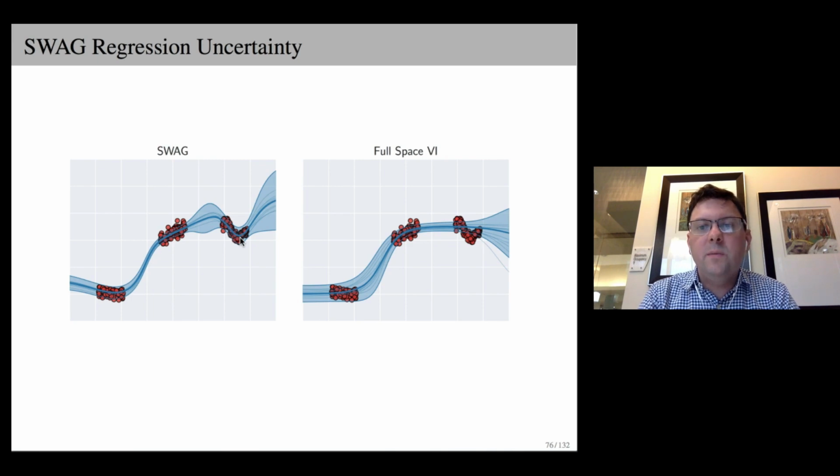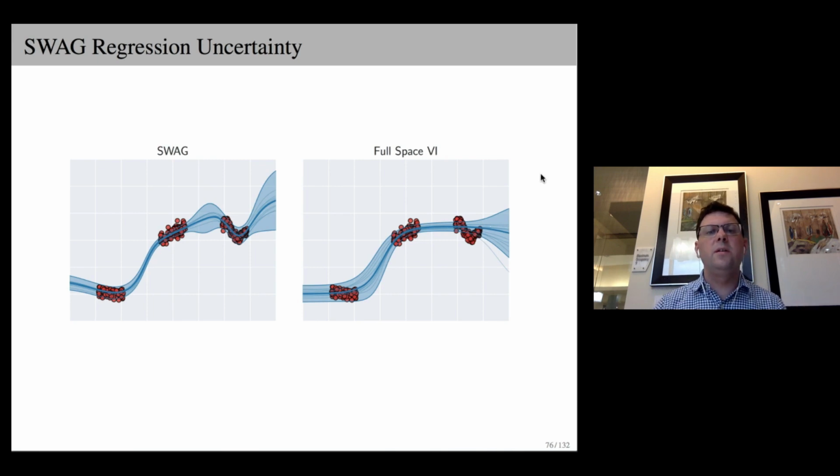On the other hand, we see with the full space VI, using a standard variational approach for approximate marginalization of neural net parameters, we get a reasonably good mean fit for point predictions, but the uncertainty is pretty homogeneous and it doesn't grow that much as we move away from the data.